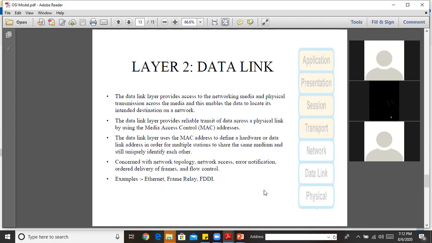Oh, okay. I was saying, when you are sending a message within a local area network, it doesn't even go to the router. The packet, I mean the frame, will be sent to the switch.